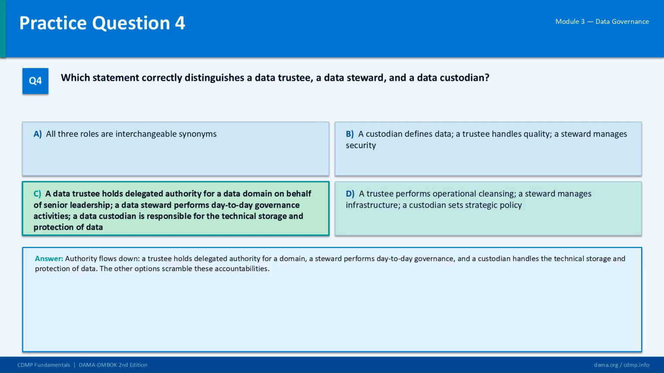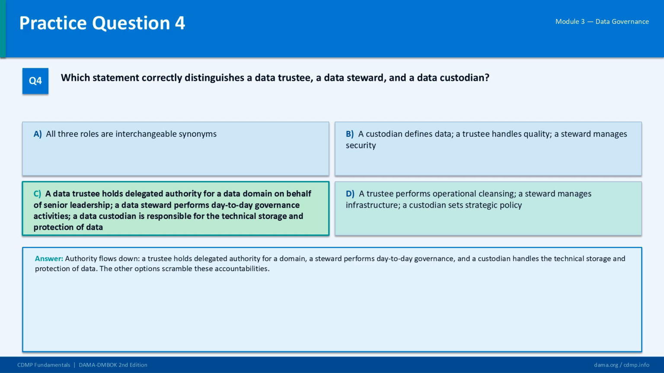Question 4 asks you to distinguish a data trustee, a data steward, and a data custodian. The answer is C. Think of authority flowing downward. The trustee holds delegated authority for a data domain on behalf of senior leadership, the steward performs the day-to-day governance activities, and the custodian is responsible for the technical storage and protection of the data. The other options scramble those accountabilities.